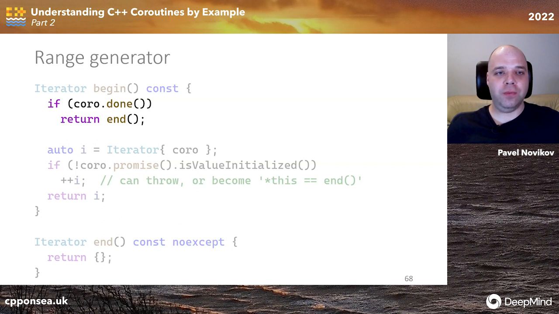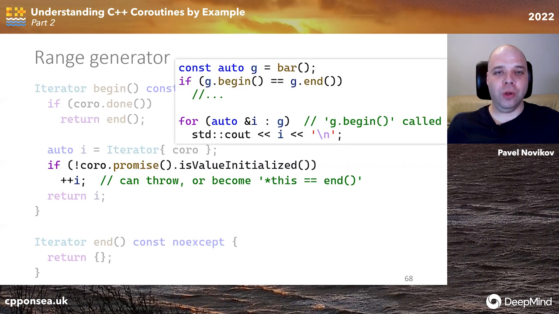So in the begin, we check if the coroutine is done, and if it is, we return an end iterator. Otherwise, if the coroutine is not done, we construct an instance of the iterator. We check if the value is initialized. If it is indeed initialized, we do nothing. If it is not initialized, saying that we have no yielded value and no exception stored in the promise state, we have to resume the coroutine by incrementing the iterator in order to have some dereferenceable iterator that refers to some yielded value. So basically, when you call begin, you have a chance to resume the coroutine with all the consequences.